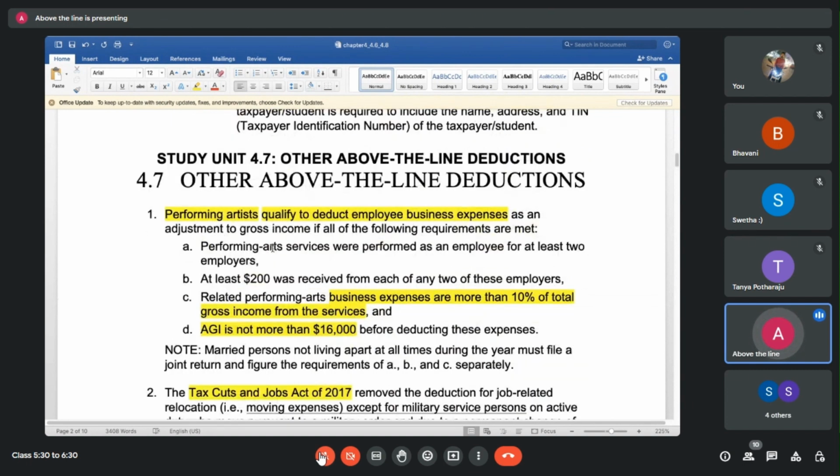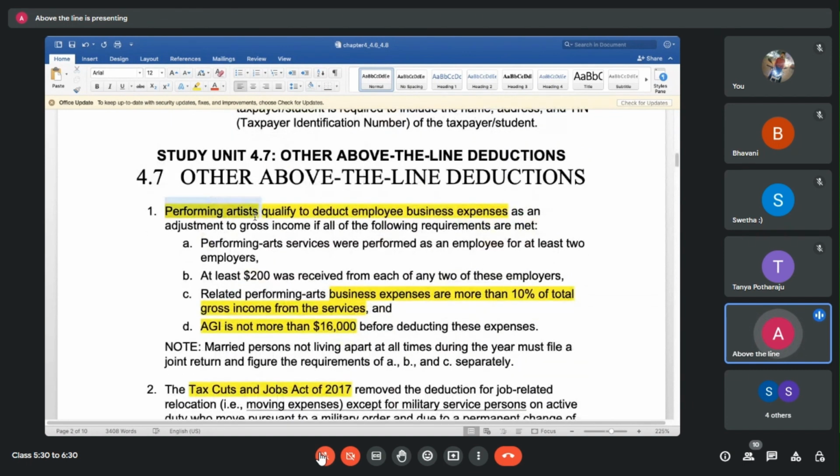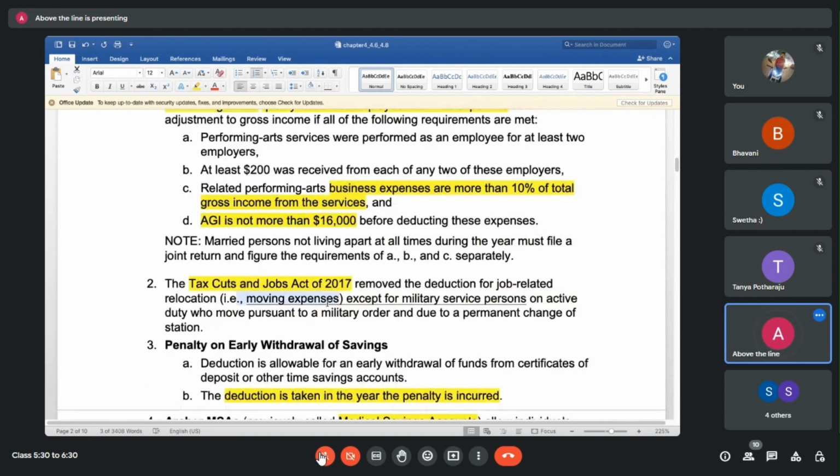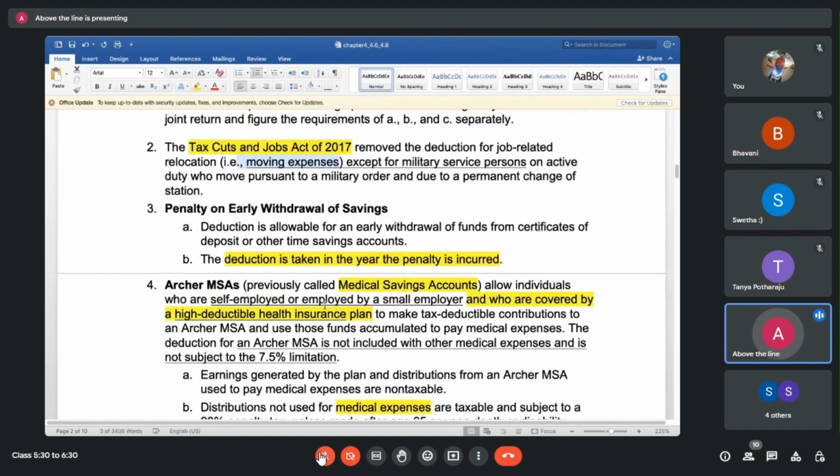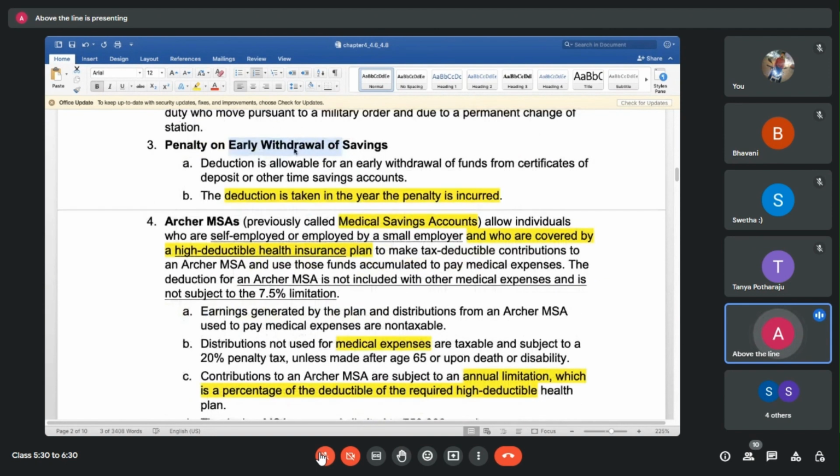Other above the line, what we have seen is artists and all, they get some kind of deductions. Military people may get some deductions. Then if you're doing early withdrawal of your deposits from the bank, you may get some deductions for the charges that you end up paying because of the early withdrawal. You're prematurely breaking your FDs and all.